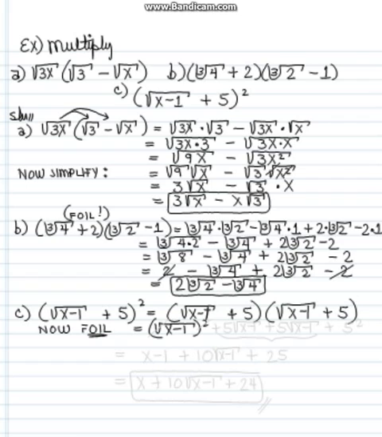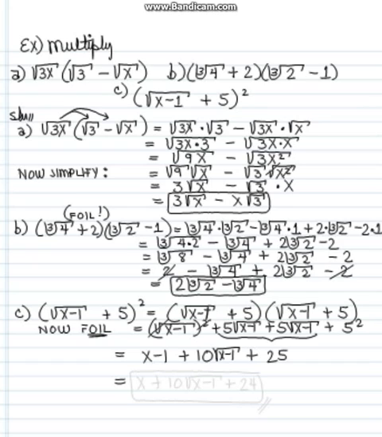Then the product of the outers is positive 5 square root of x minus 1, plus the product of the inners, 5 times the square root of x minus 1, plus last times last is 5 squared. So the radical is canceled by the second root in the first part, and that gives just x minus 1. Plus, combine these two like terms to get positive 10 times the square root of x minus 1. And don't forget to bring down the 5 squared, which is plus 25 now.